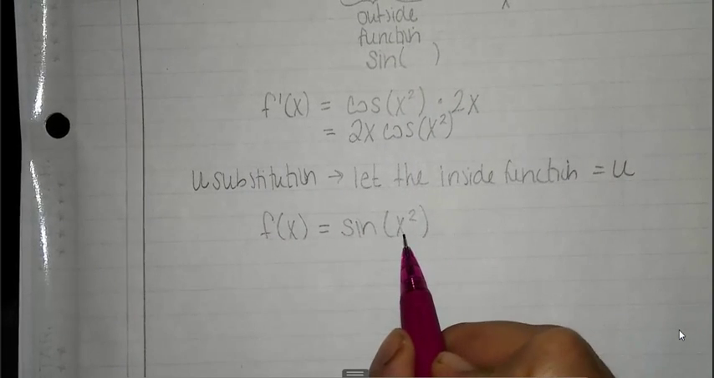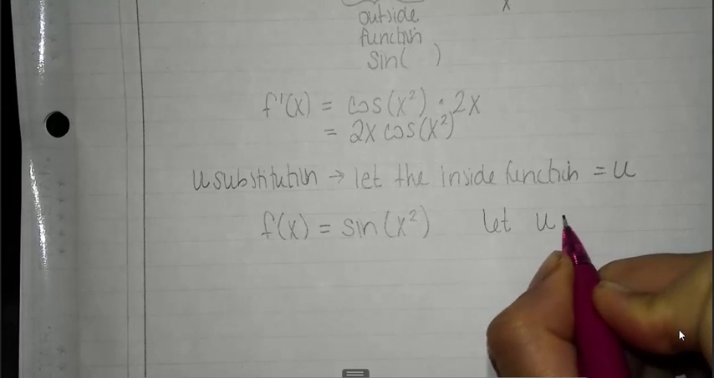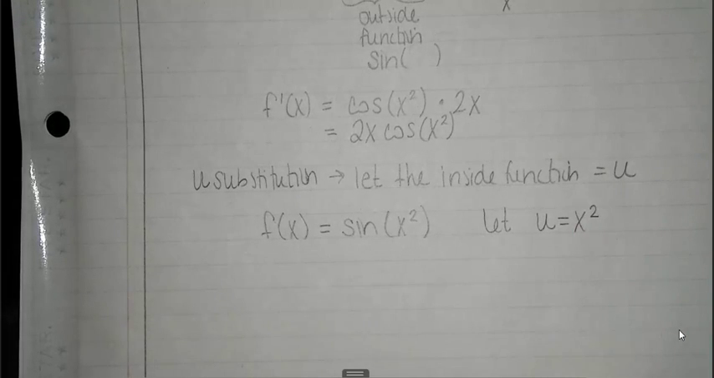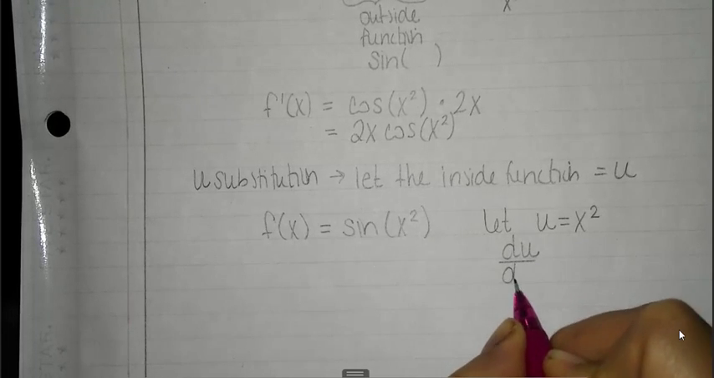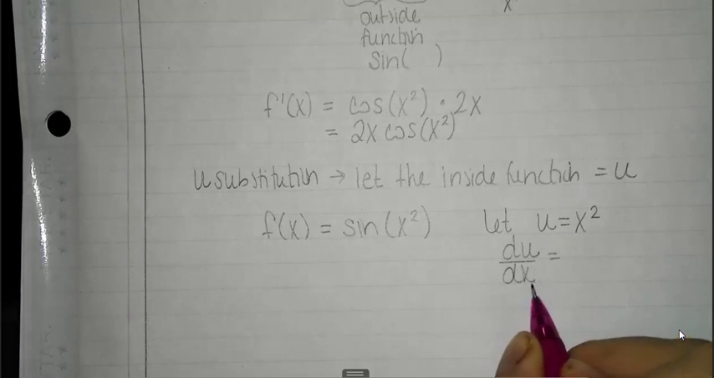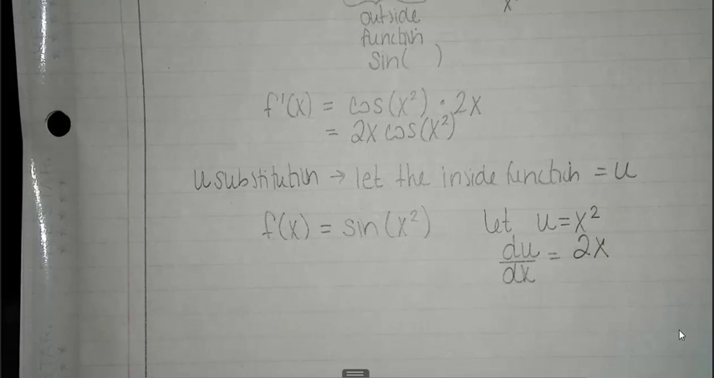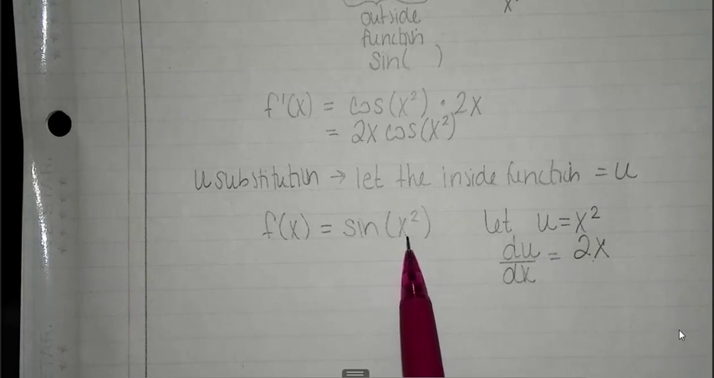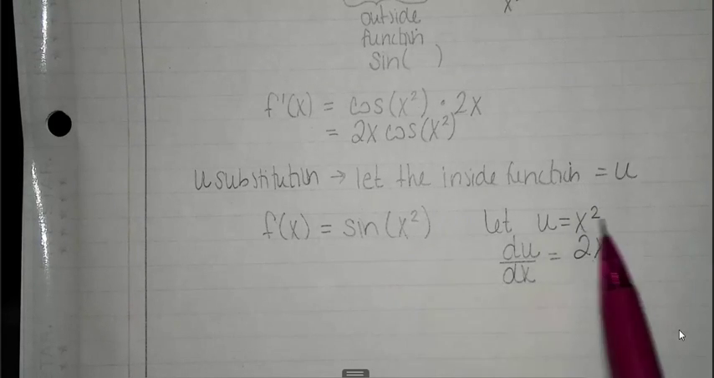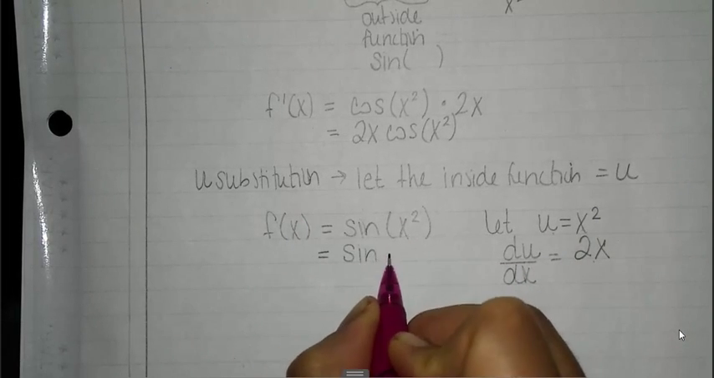Okay, so x squared is my inside function, so I'm going to let u equal x squared. So then what happens when I take the derivative of u with respect to x? Well, the derivative of u with respect to x is basically just 2x, right? If I take the derivative of x squared, that's just 2x. Okay, so instead of having this inside function be x squared, I've now let it be u. So I can rewrite this as sine of u.